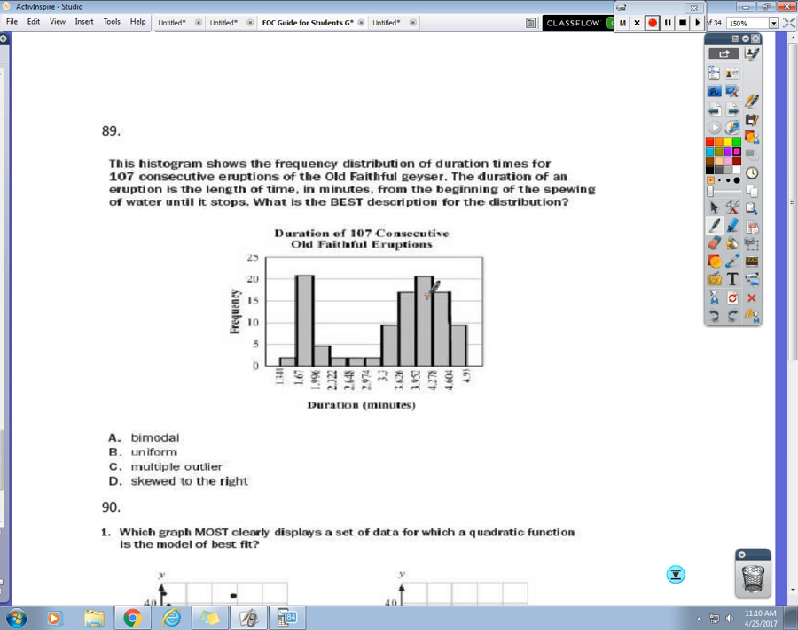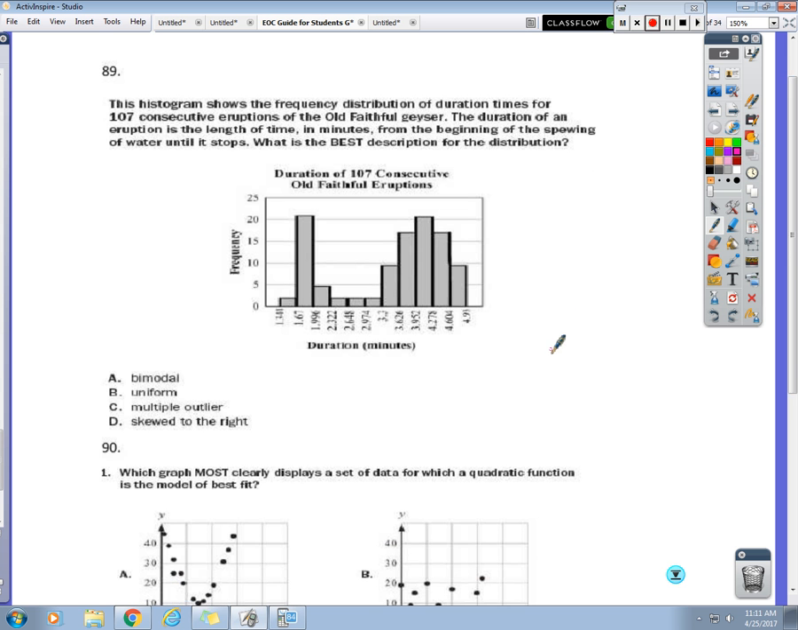The histogram shows the frequency distribution of duration times for 107 consecutive eruptions of the Old Faithful geyser. The duration of an eruption is the length of time in minutes from the beginning of spewing until the water stops. What is the best description for this distribution?